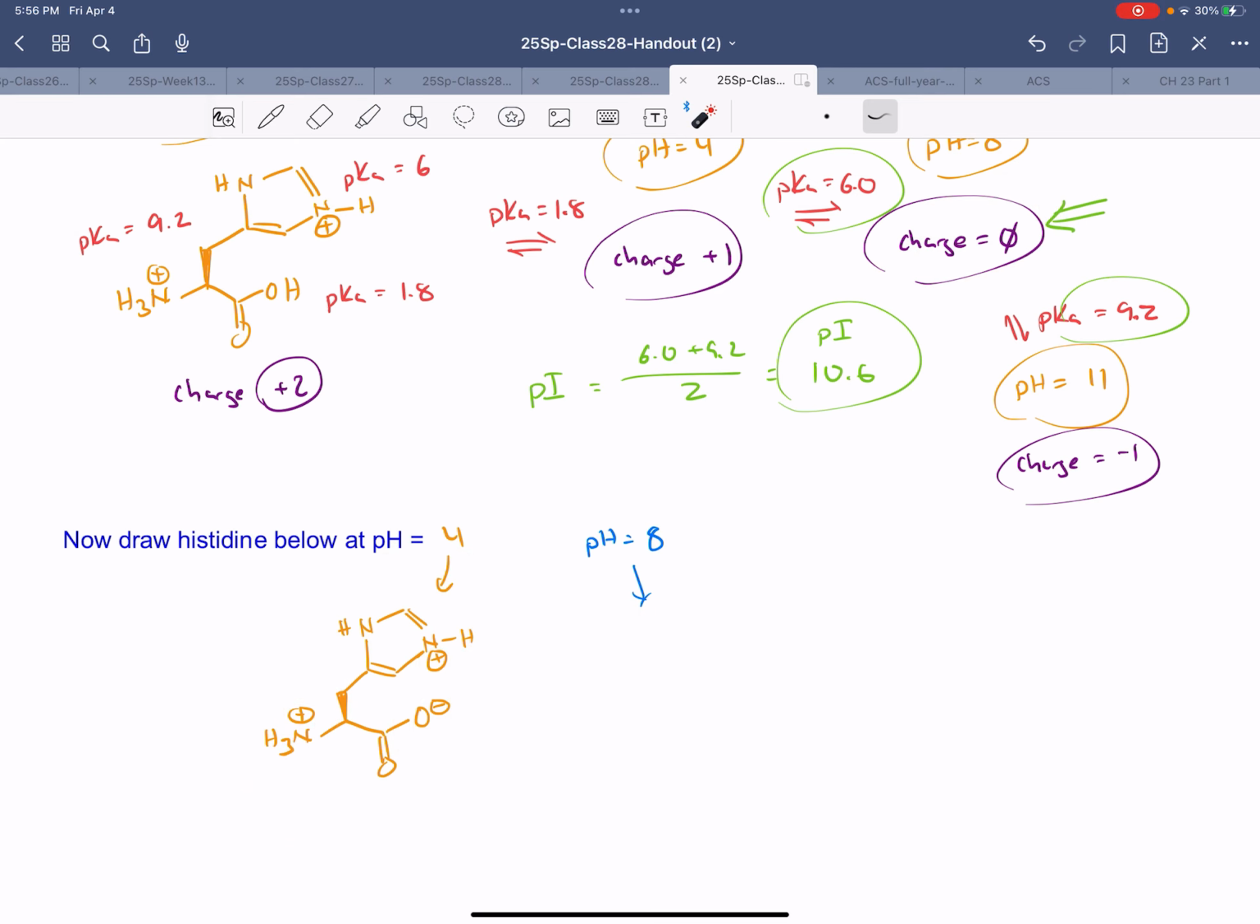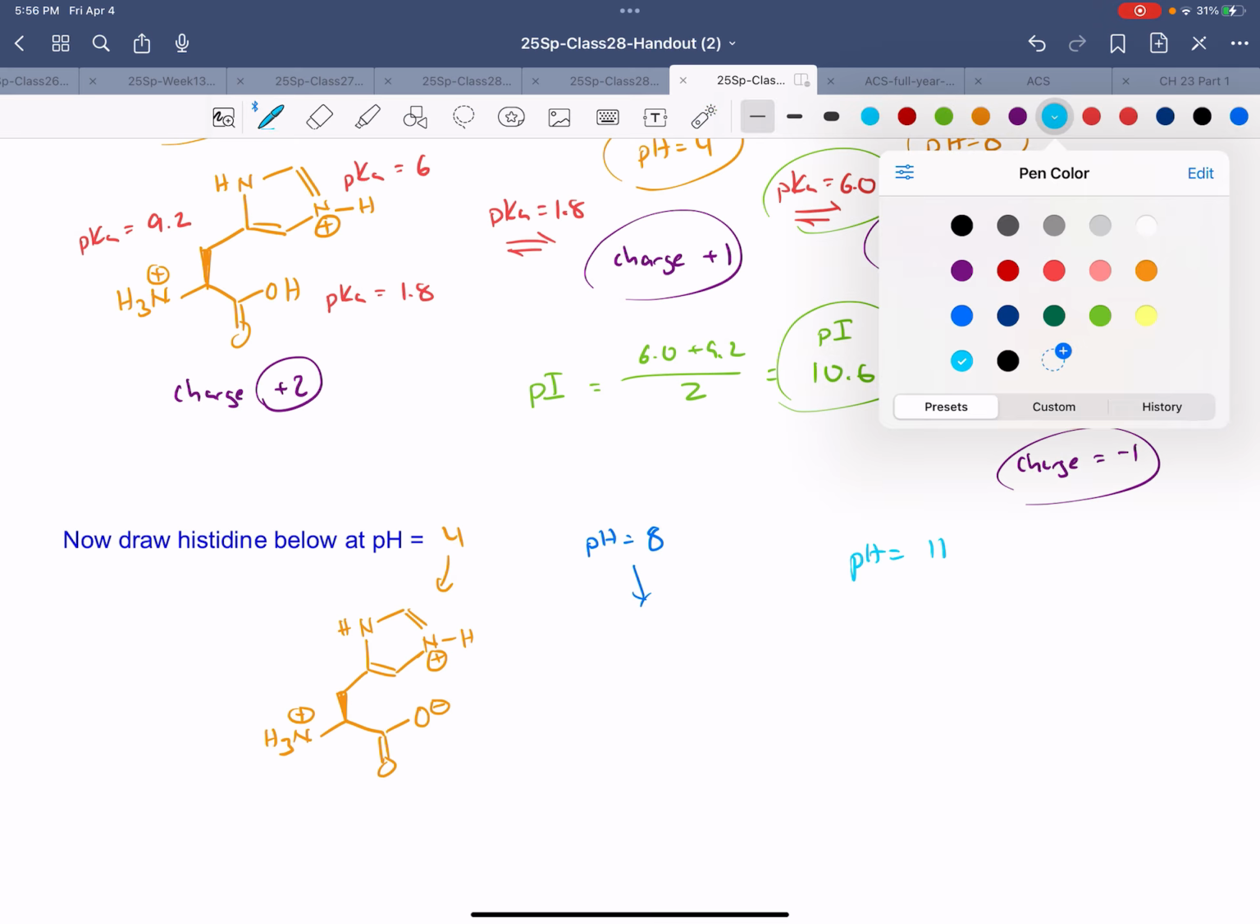Okay, fully deprotonated, right? pH 11. pH equals 11. That is basic enough to do what? Basic enough to get rid of that, basic enough to get rid of that, basic enough to get rid of that. One hydrogen each. Okay? You'll do 8 on your own.